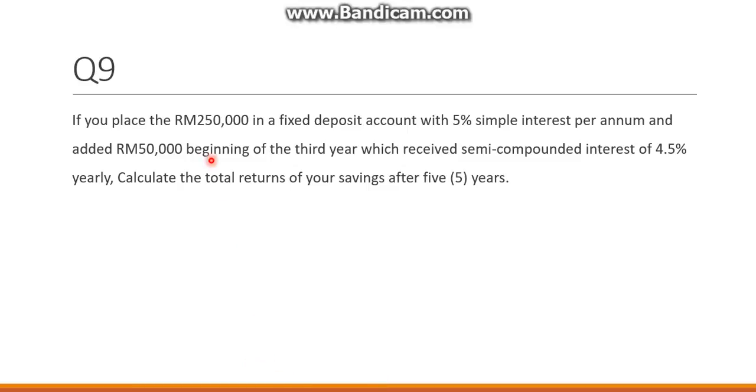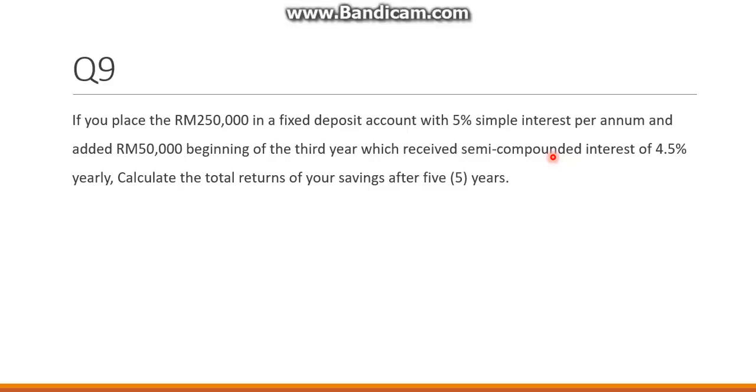Question 9 stated that now we place 250,000 in a fixed deposit account with 5% simple interest per annum, which means the interest rate is 5% per year, and add 50,000 at the beginning of the 3rd year, which means n equals 3. We add 50,000 into the account. We receive semi-compounded interest of 4.5% yearly, which means 4.5% per year, but semi-compounded. Semi-compounded means 1 year compounds 2 times, or compounds twice.